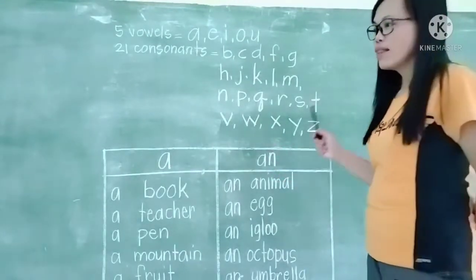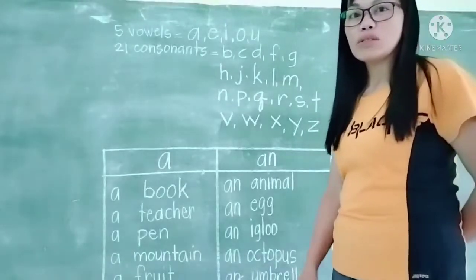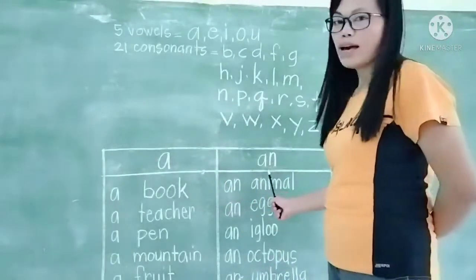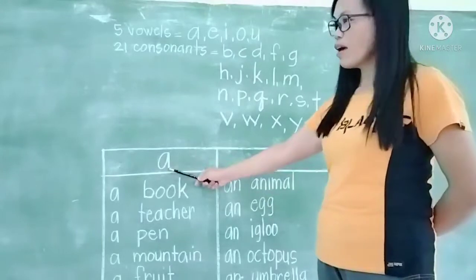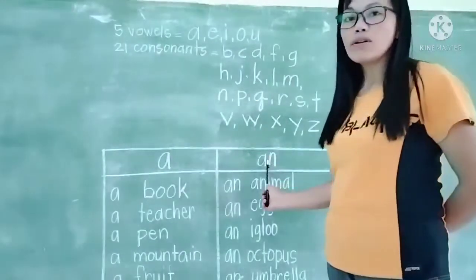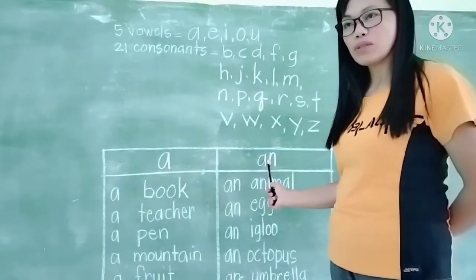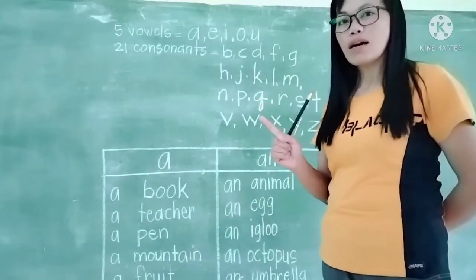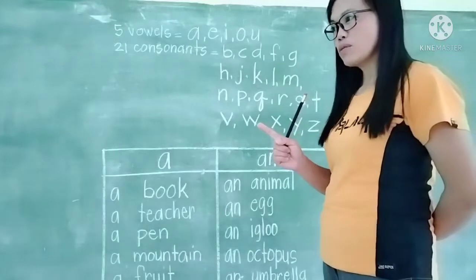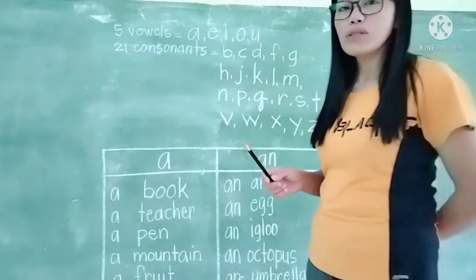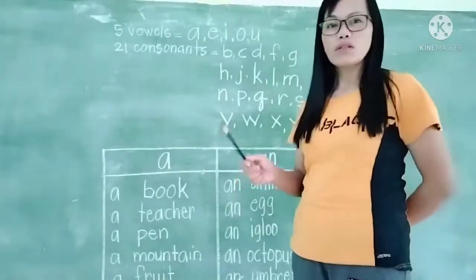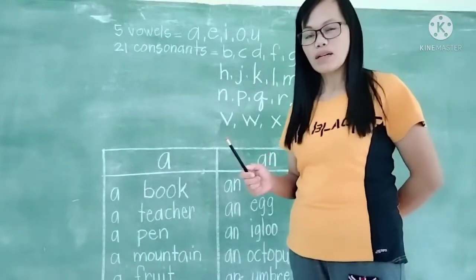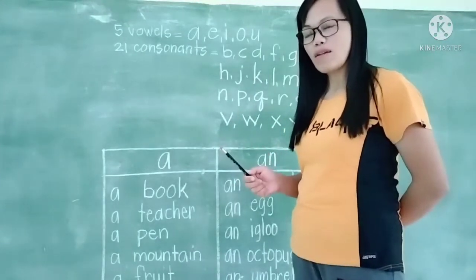Now, let's come to the use of A and AN. So A and AN are used for singular nouns. If we say singular, it means only one noun. So what are nouns? By the way, nouns are names of persons, places, animals, things, or even events.